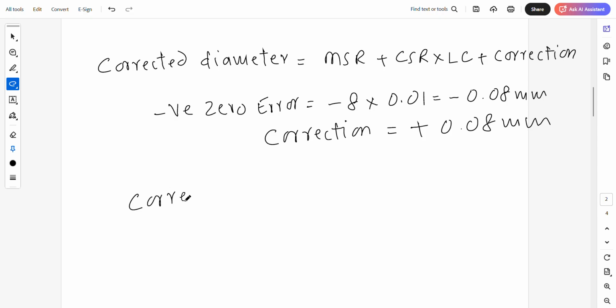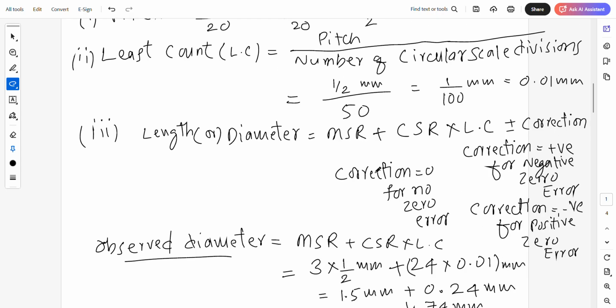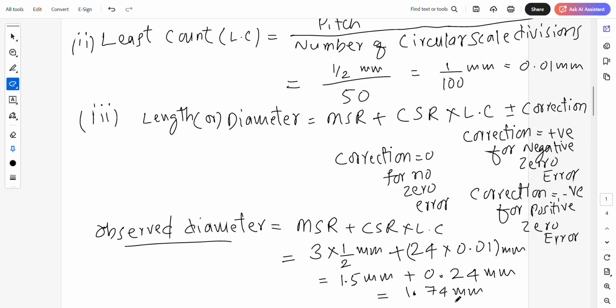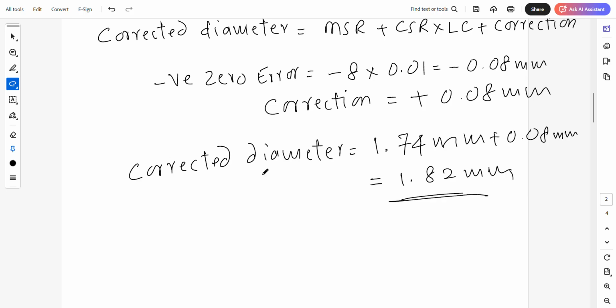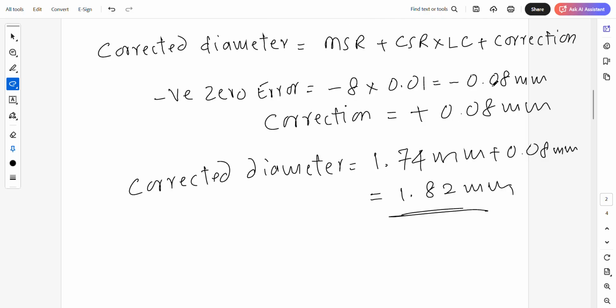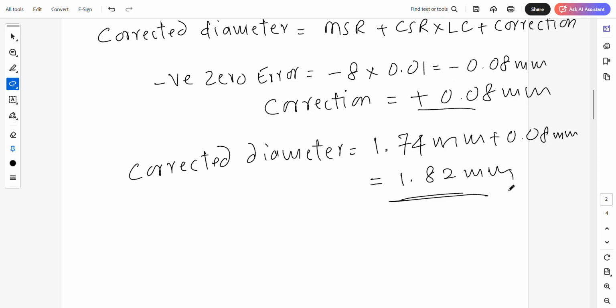Therefore, the corrected diameter is equal to the observed diameter 1.74 mm plus 0.08 mm, that is equal to 1.82 mm. Hope you have understood this. Very easy, but you have to be careful while adding and subtracting. Here if you have negative zero error, your correction is positive. You have to just add it. Now we will take up the next problem.